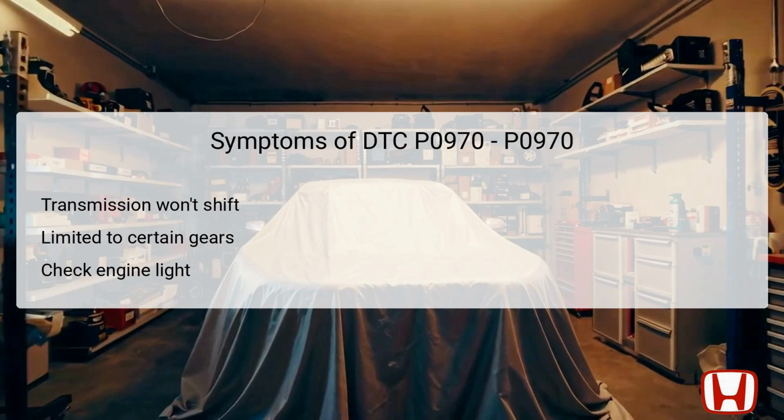When DTC P0970 is triggered, drivers may immediately notice that the vehicle's transmission will not shift out of first, second, or fifth gear. This is a direct result of the fail-safe mode implemented to protect the transmission from potential damage stemming from the electrical issue. Additionally, the check engine light typically illuminates on the dashboard, indicating that a problem exists within the powertrain system, which can lead to confusion about the vehicle's readiness for operation.